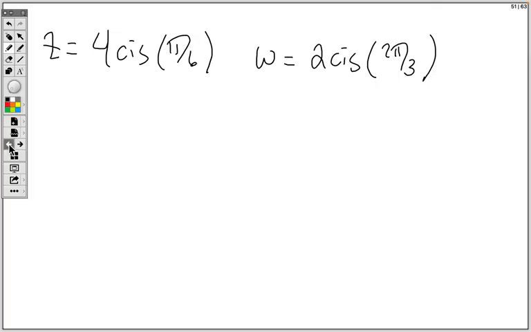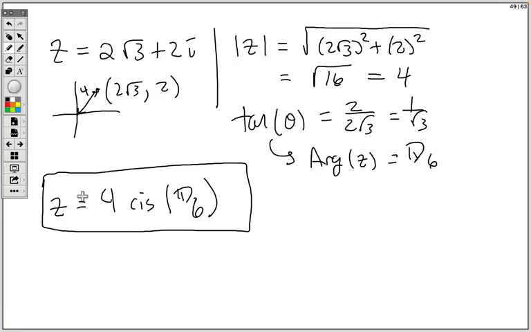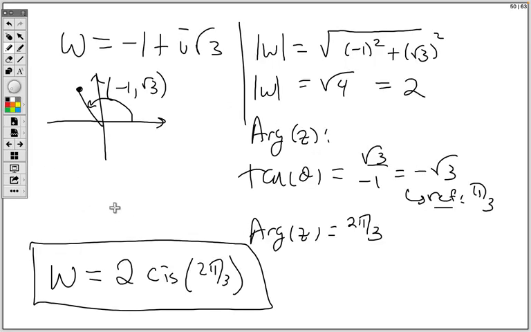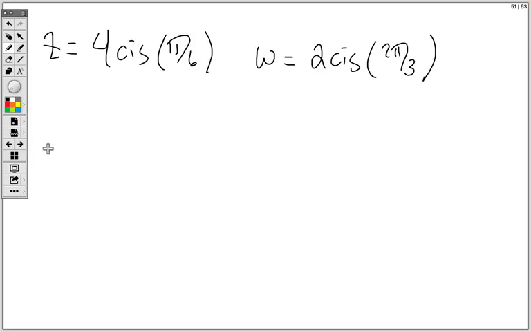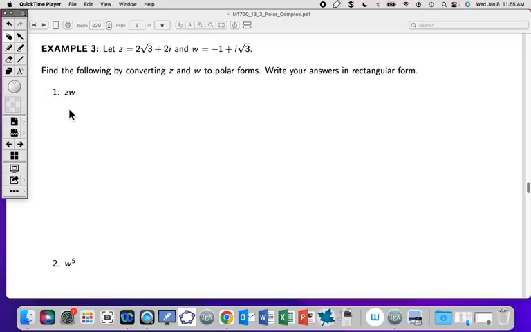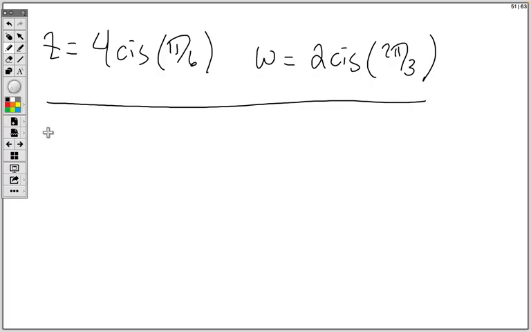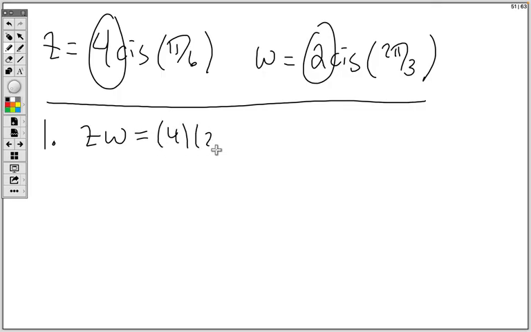And just double check I copied them right. So 4 cis pi over 6, 2 cis 2 pi over 3. All right, now we're all set. What kind of calculations do they want? Z times W. So Z times W. You multiply the moduli, 4 times 2, and you add the arguments.